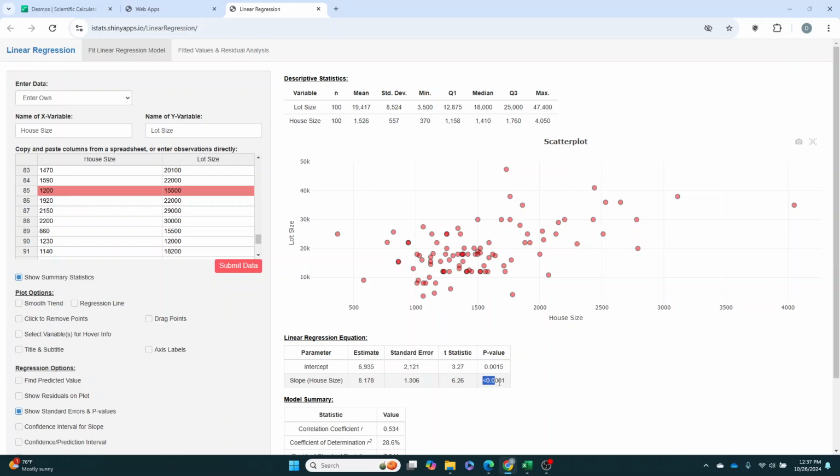And yeah, look at that. For the slope, we have a really small p-value. So we would reject the null hypothesis. There's definitely a linear correlation here. While we're here, we might as well get the regression line. So let's click on that box. Since there is a linear regression, we could use this line to make some predictions about how, if your house is a certain size, how big your lot will likely be, right?